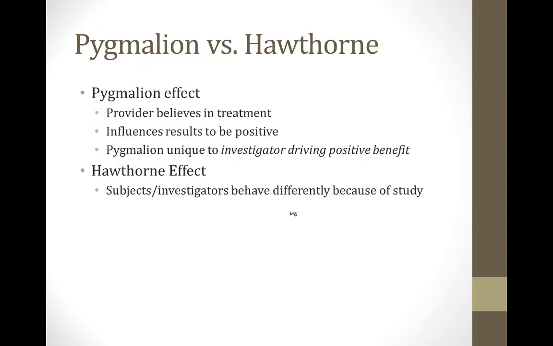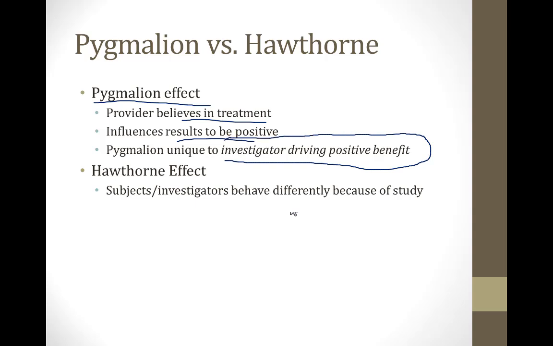So the Pygmalion effect and the Hawthorne effect are kind of similar and they can be confusing. Here's how I keep them straight. The Pygmalion effect is when a provider believes in treatment and influences the results to be positive. So it's unique to an investigator driving the positive benefits of some type of therapy. The Hawthorne effect is a more general term when subjects or investigators just behave differently because they're being studied. You can sort of think of the Pygmalion effect as a special, unique subtype of the Hawthorne effect, where the investigator is behaving differently to make the benefit of the drug greater than it would otherwise be.